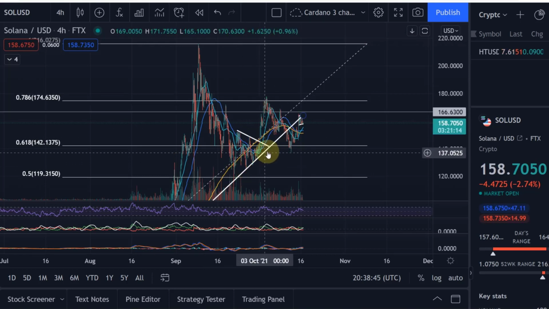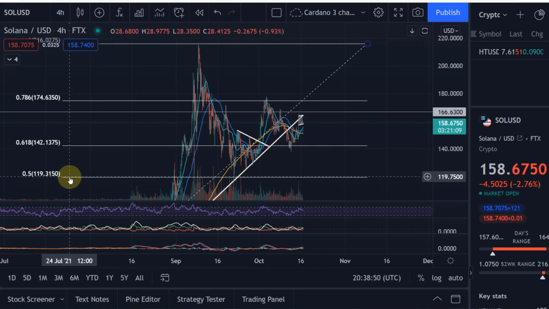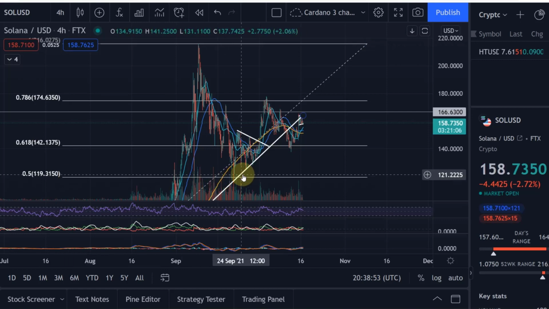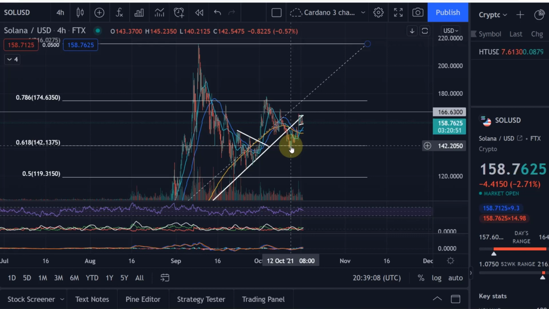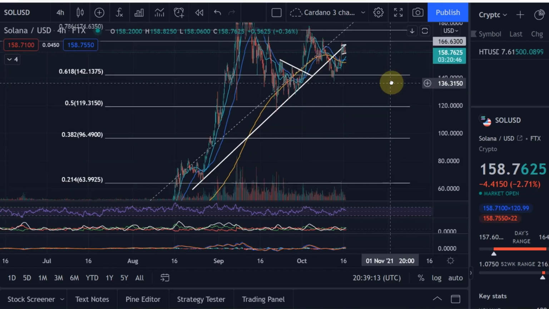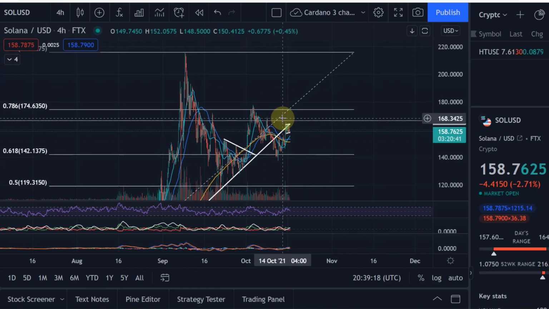However, we've been making higher lows since then because we have come up from the 0.5 Fibonacci retracement level at $120, where we found support, and climbed up the ladder to the next one. And we found resistance at the 0.214 Fibonacci retracement level at $175. And then we dropped again to the 0.382 Fibonacci retracement level at $142. So it's absolutely a valid Fibonacci. It works really well at the moment here on the Solana chart, and it gives us really good support and resistance levels.